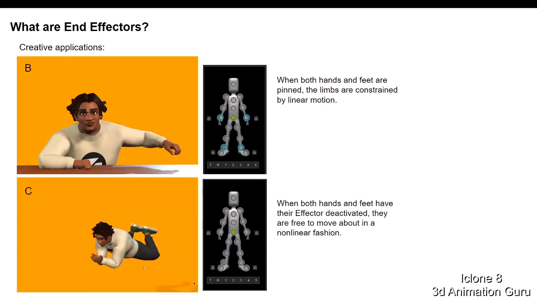Then you have the creative application for this one. When both hands and feet are pinned, the limbs are constrained to linear motion. When the effectors for both hands and feet are deactivated, they are free to move about in a non-linear fashion. So you have to make it activated or deactivated to make sure that you have it. And then you have now the pose mixer.